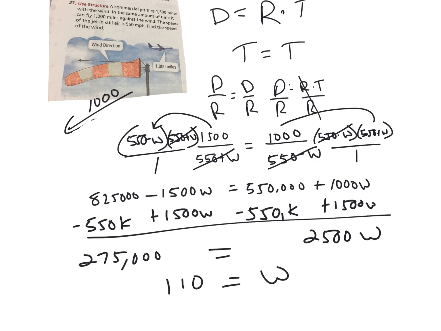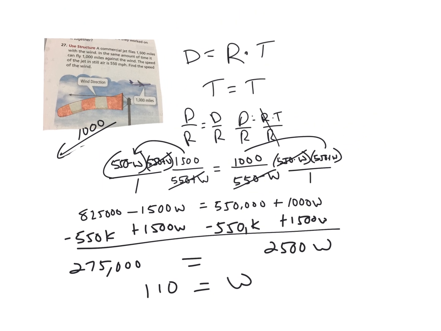That seems really... yeah, that's right. I don't believe it, but 110 miles an hour, that's a lot of wind. Okay, way up high in the sky, I guess. So that's what you're going to do. Sometimes you won't have to set up two equations. Sometimes you can just deal with one distance equation, but basically you're looking to set your times equal or add them together, things like that.